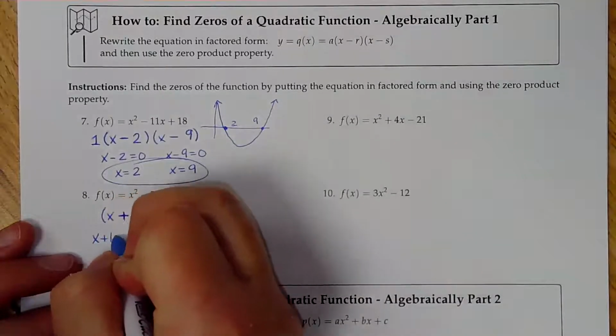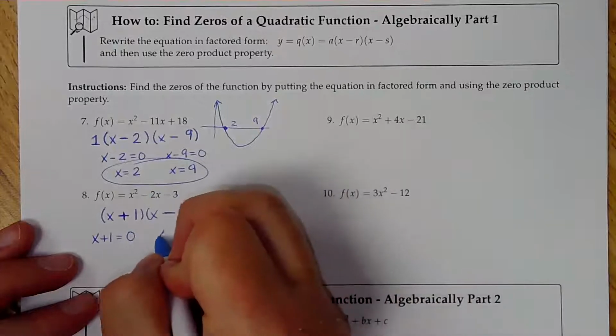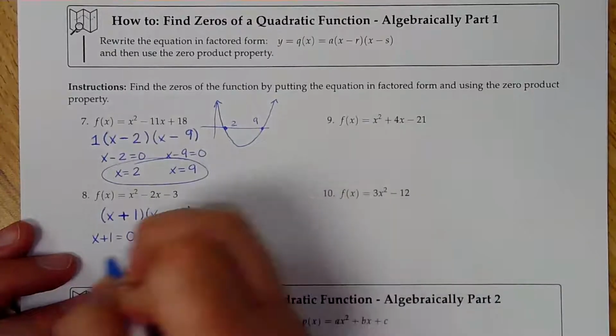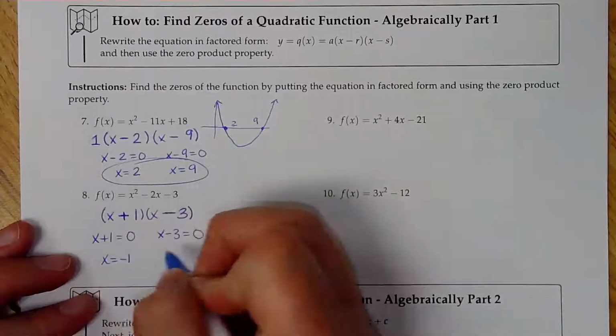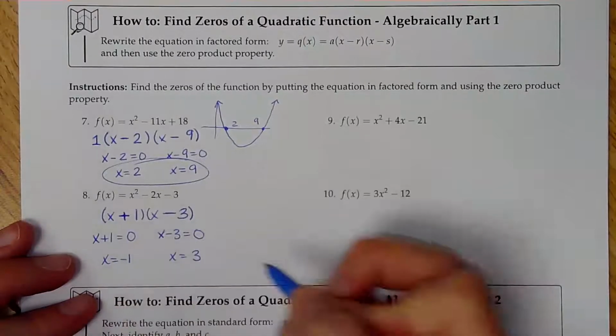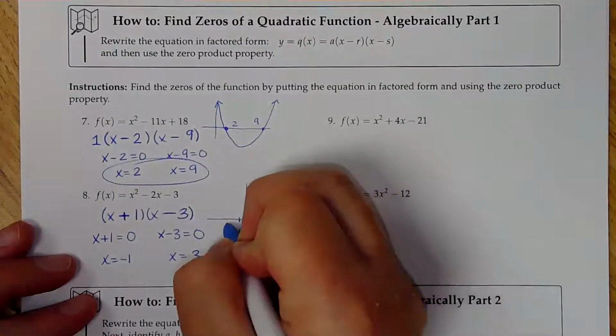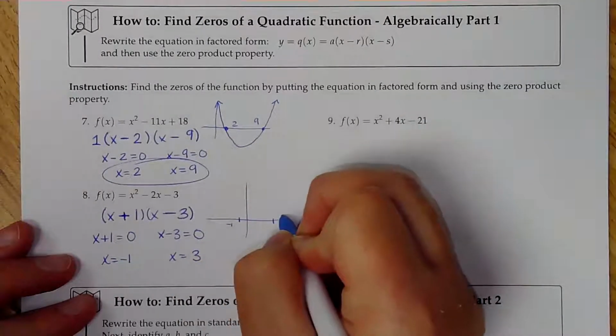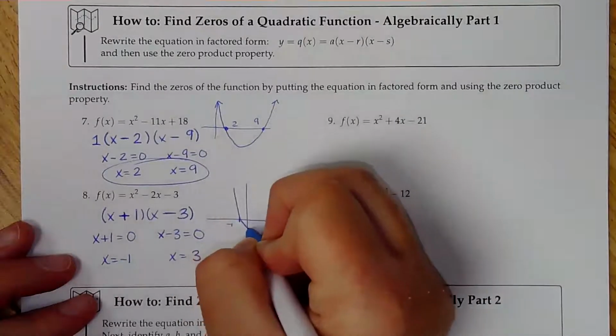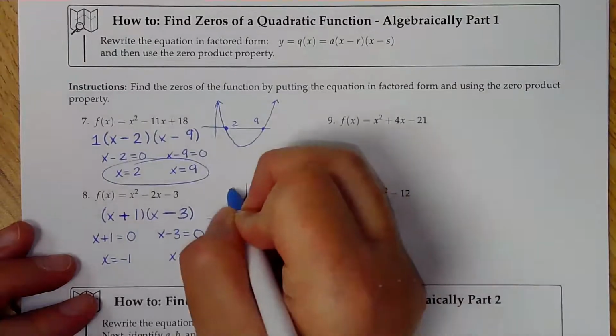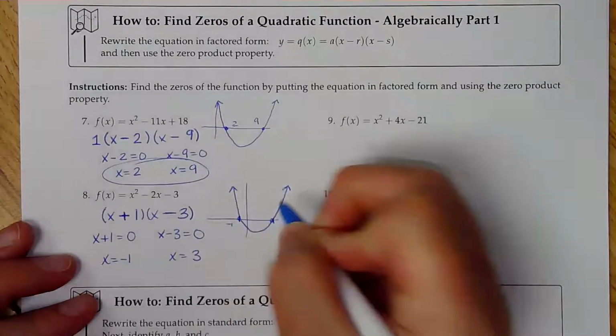So x plus 1 is equal to 0. I'm going to apply that zero product property. That gives me x is negative 1 and x is 3. So graphically, this is where negative 1 is, and here's where 3 is over here. My parabola has to go through those two spots on the x-axis.